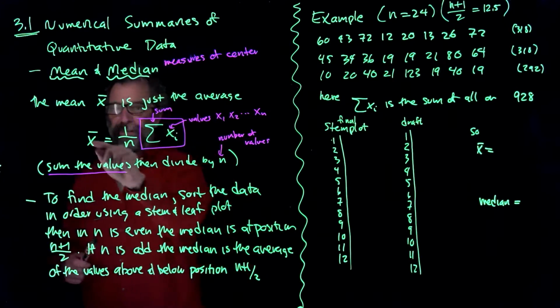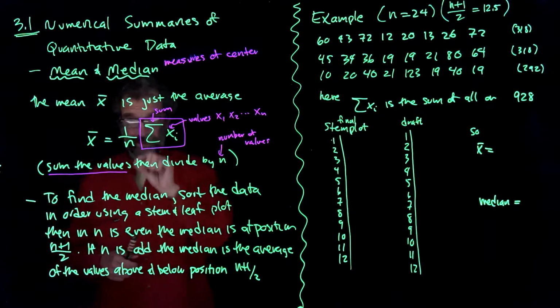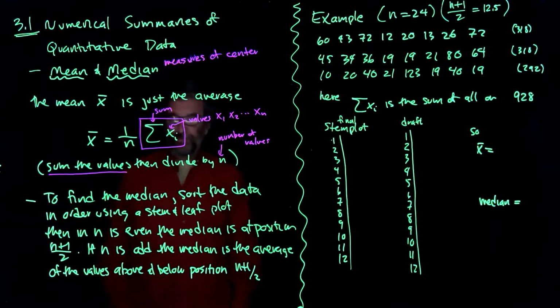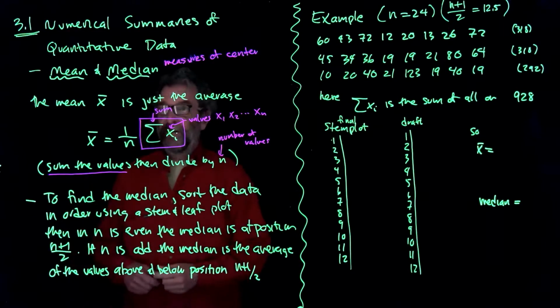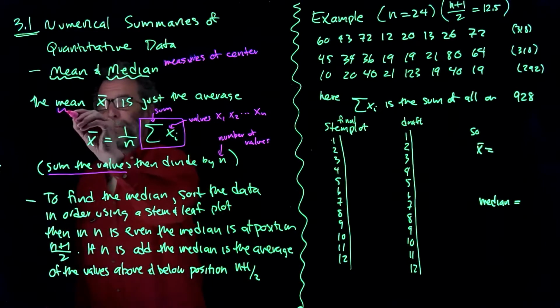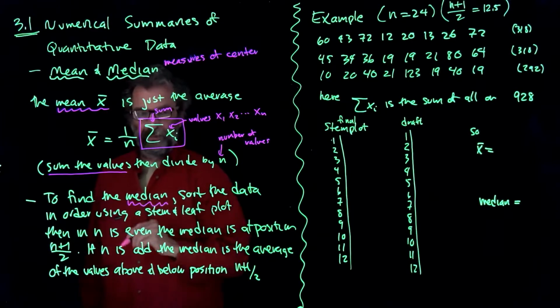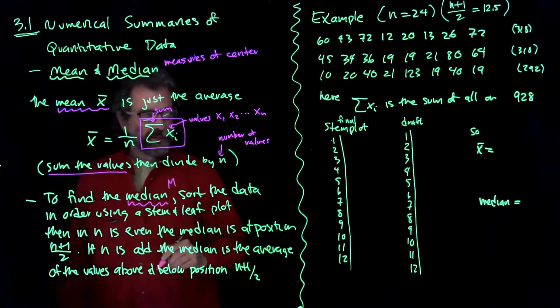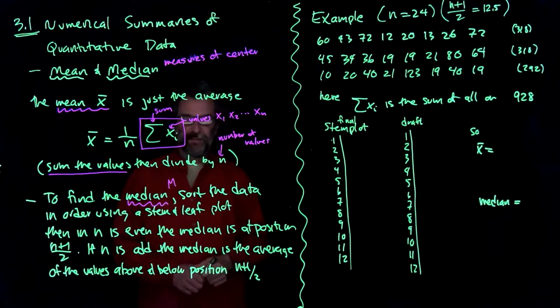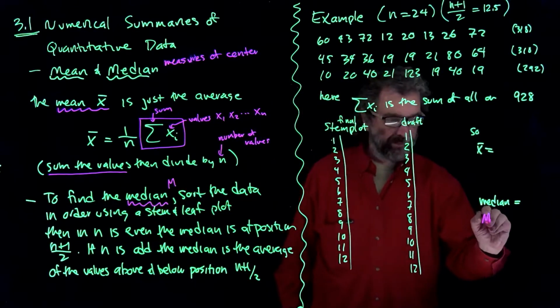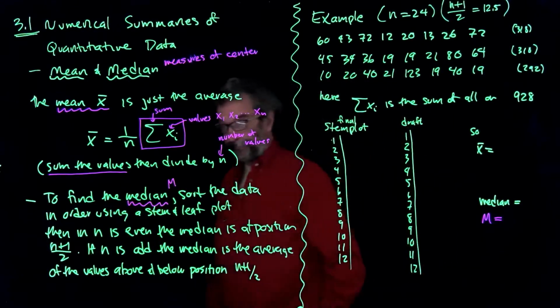x bar. That's just a bar on top, or a short line over the top. So that's the mean, denoted by x bar. Sometimes the median is called m. There's no universal notation for median, but we'll maybe use m.